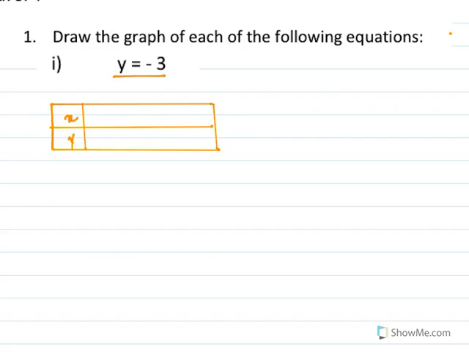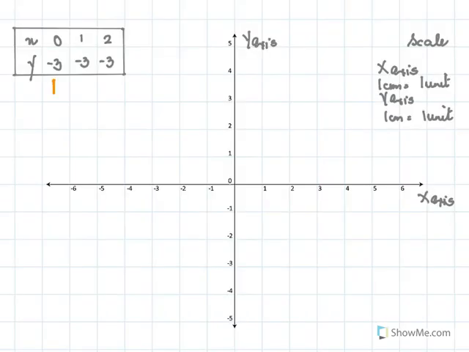So we have x and y. We have minus 3, x could be taken 0. Then y is again minus 3, x you could take as 1. Y is again minus 3, x you could take as 2. We'll now plot the first point, 0, minus 3. And that would be on the y-axis.